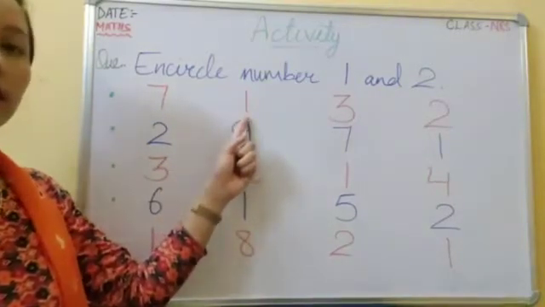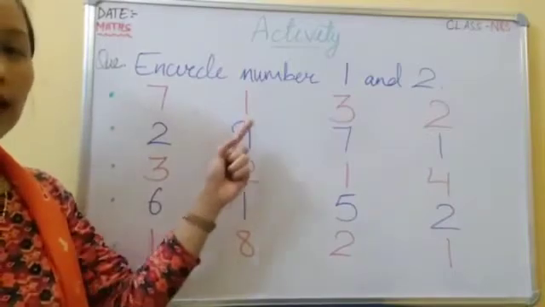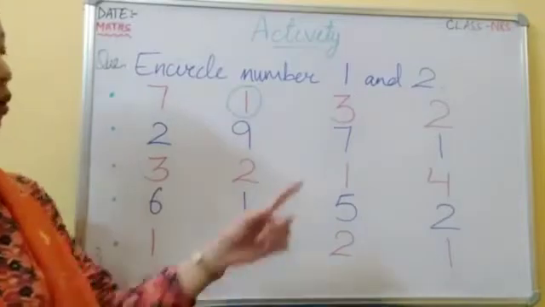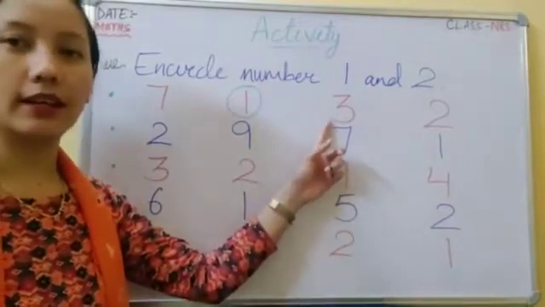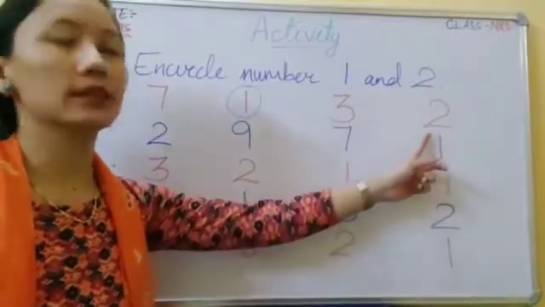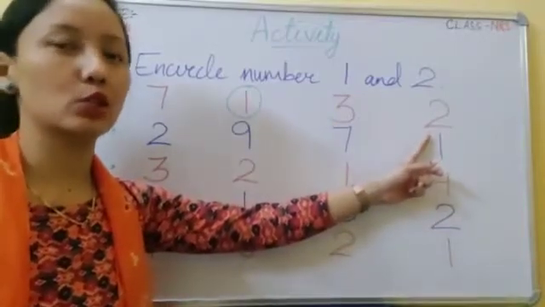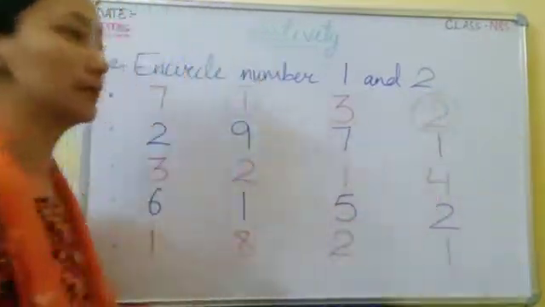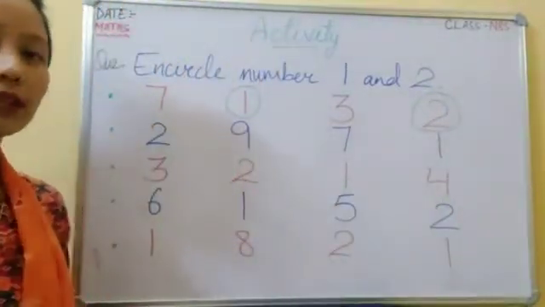Which number is this? Yes, 1. So encircle number 1. Which number is this? Yes, 3. No, next. Which number is this? Yes, 2. Encircle number 2 like this. Now come to the next.